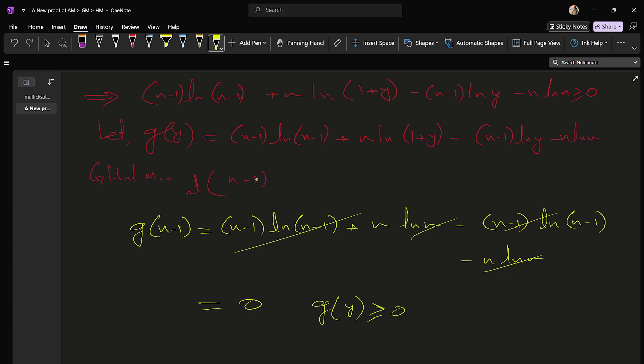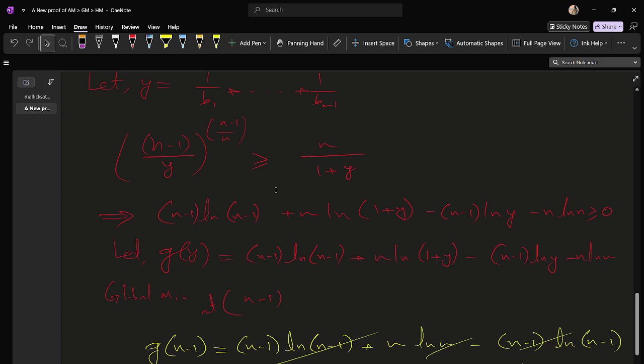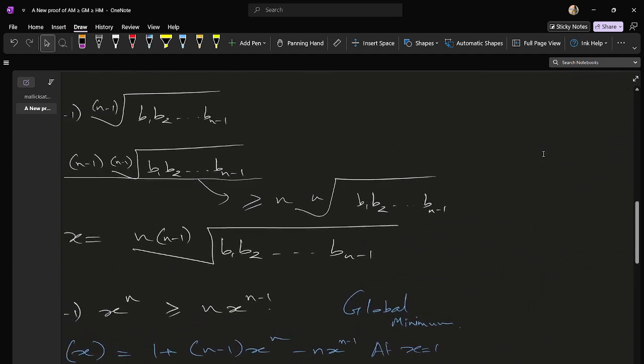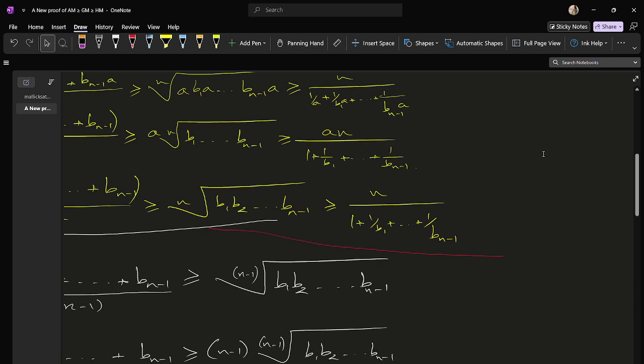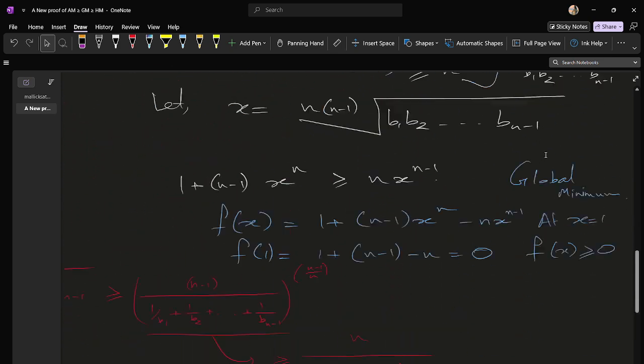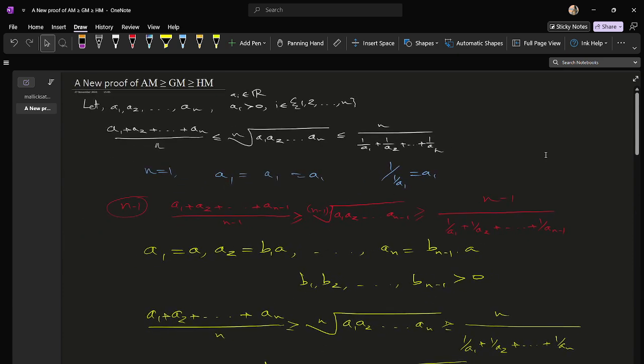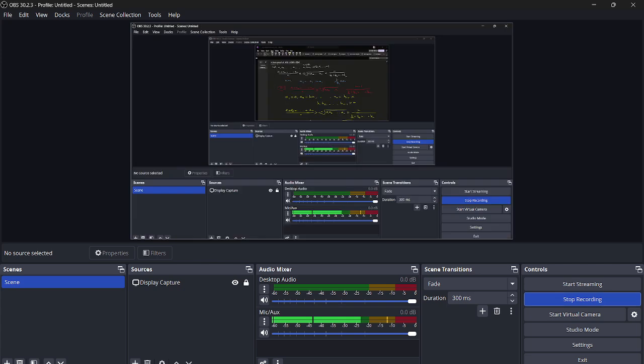So this inequality holds true for all n, and if this is true then this is also true. So I have done. AM is greater than or equal to GM and it is also greater than or equal to HM is proved. Thank you guys. Hope you understood. This is a very general proof. Thank you guys.